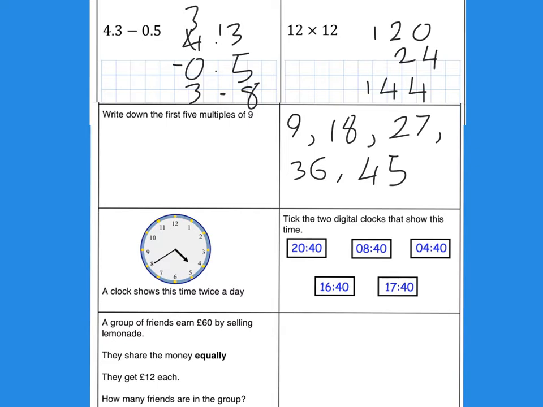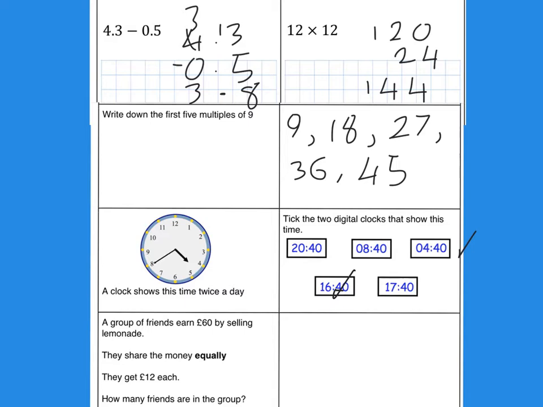A clock shows this time twice a day. So that is 22:05. Tick the 2 digital clocks that show this time. Okay, so it's 22:05. We don't know if it's AM or PM, but this is 20 to 5 as an AM time in 24 o'clock, and 20 to 5 here. Okay, 16:40, so that's a 24 hour time again, and that is an evening time.